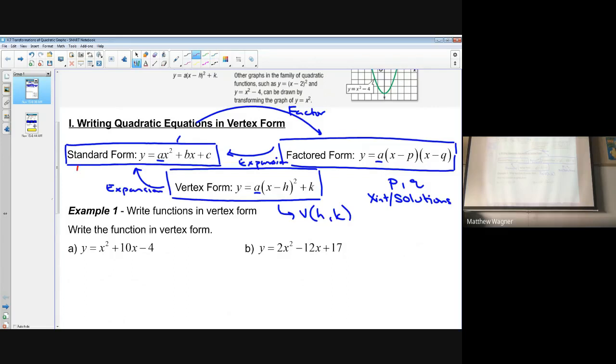The process moving from standard to vertex form is completing the square, and that's what we talked about 2 days ago in lesson 4.5. All right. One thing to talk about before I move on, sometimes factored form is referred to as intercept form as well. Depending on your text, worksheet, etc., they may toggle back and forth between the two, but just remember factored form and intercept form are the same thing.